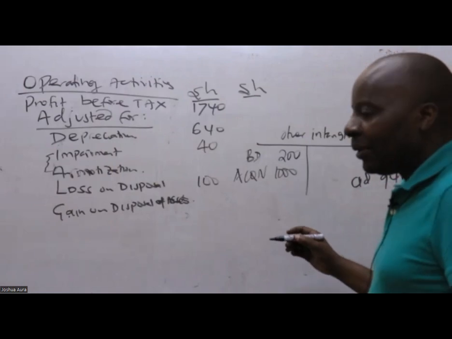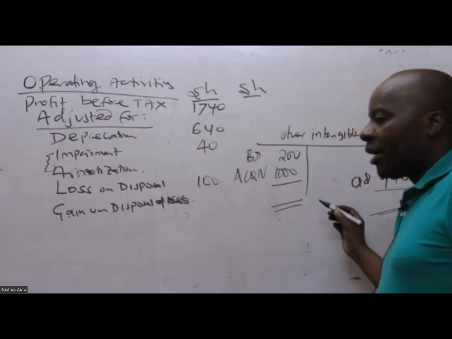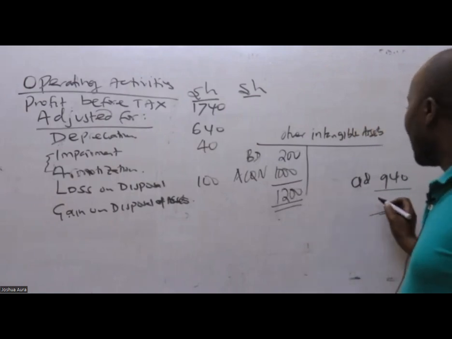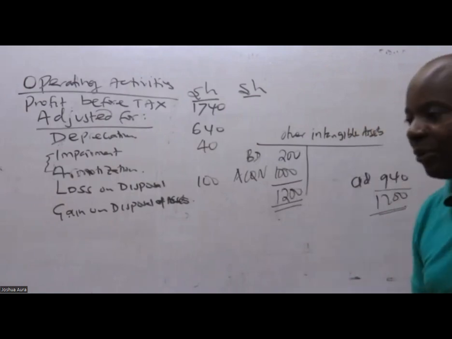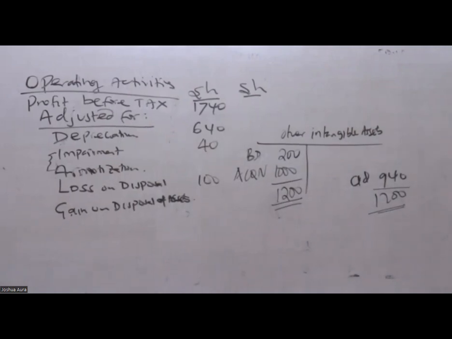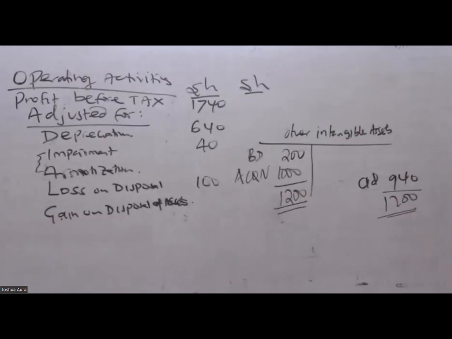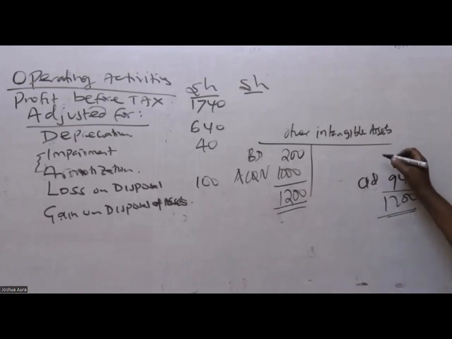So come, ladies and gentlemen, and give us the total here. So this gives us 1,200. Is there somebody who is able to give me the balancing figure? Balancing figure, what are you able to see? 200 and 60, 260. So the balancing figure is 260.